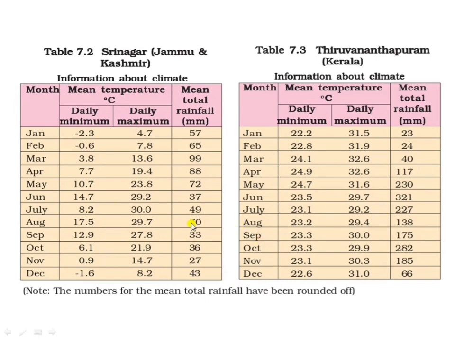From this we can estimate that comparatively the state of Jammu and Kashmir has a moderate temperature and wet climate for a part of the year, while Kerala remains hot and wet for the most part of the year. Here Jammu and Kashmir has a moderate temperature and wet climate. In Kerala, it remains hot and wet for the most part of the year.